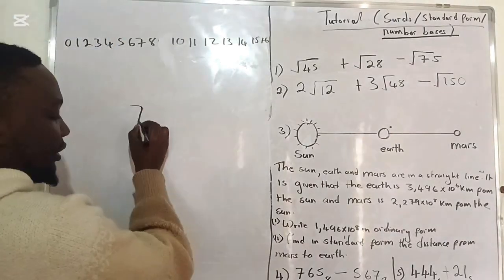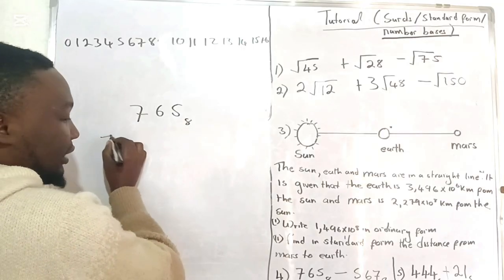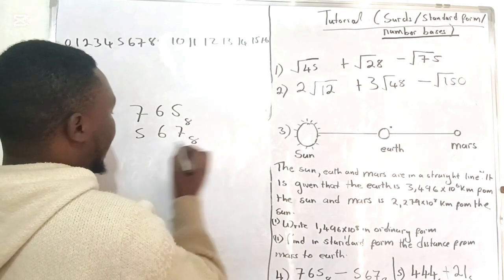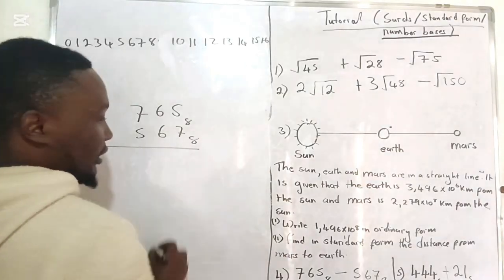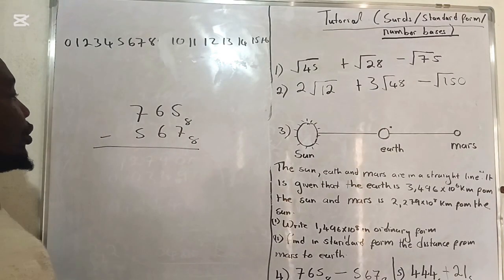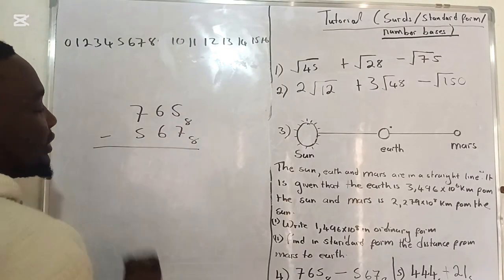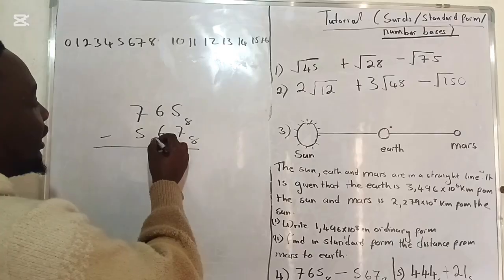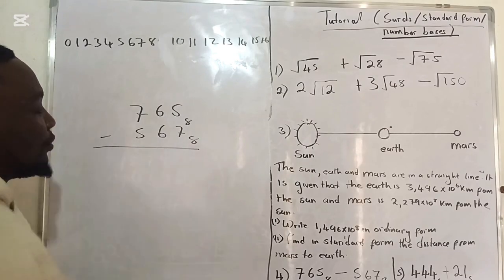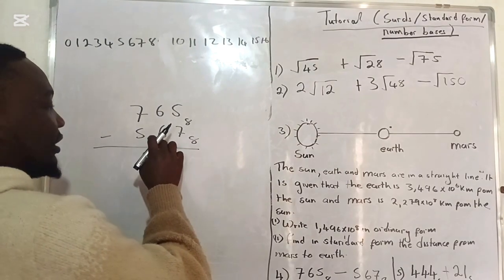So you have 765 base 8 minus 567 base 8. We need to perform subtraction. So 5 is less than 7. Since it's base 8, we borrow an 8. We do not borrow 10. We borrow 8 from this one.